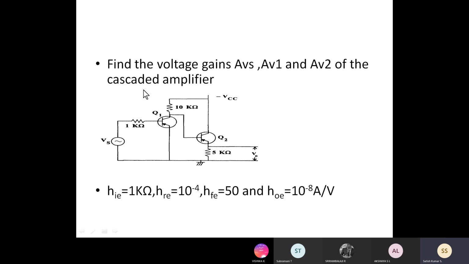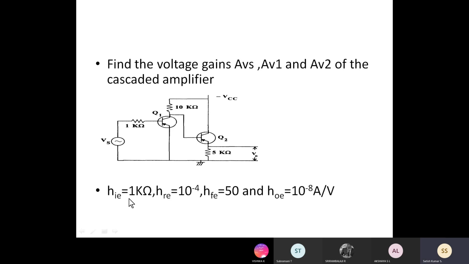They are given the statement, find the voltage gain. Voltage gain means A suffix V. They are given A suffix Vs. Vs means total overall voltage gain, the entire output of this cascaded combination. Then AV1 is only the voltage gain of the first stage, and AV2 is the voltage gain of the second stage of the cascaded amplifier.